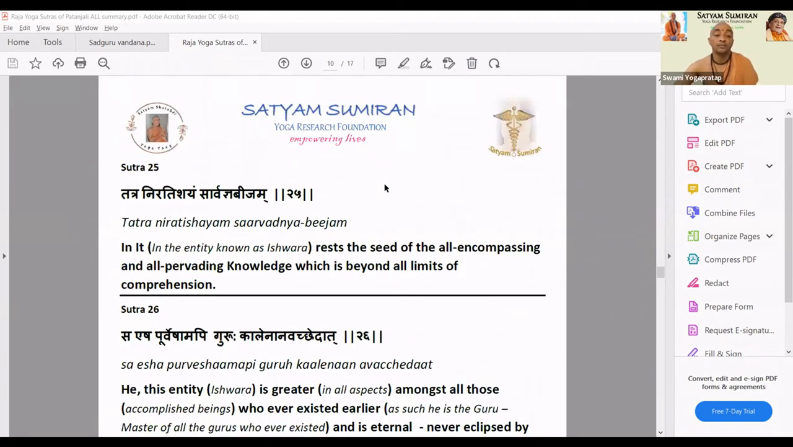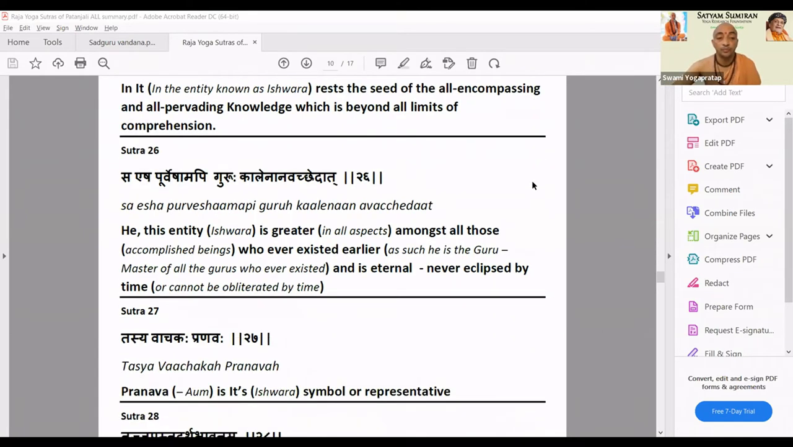Tatra niratishayam sarvadmya bijam. In this entity called Ishvara rests the seed of the all-encompassing and all-pervading knowledge, which is beyond all comprehension. That which is omnipotent, omniscient, omnipresent, that is present here, and that is beyond comprehension. Intellect doesn't work there. Mind doesn't work there.